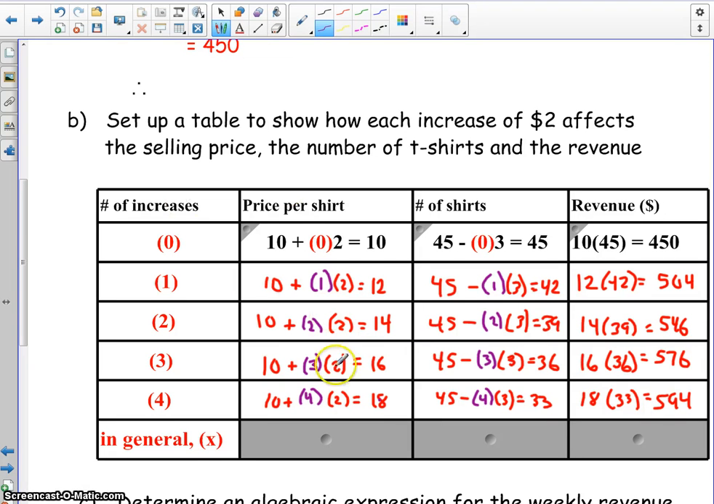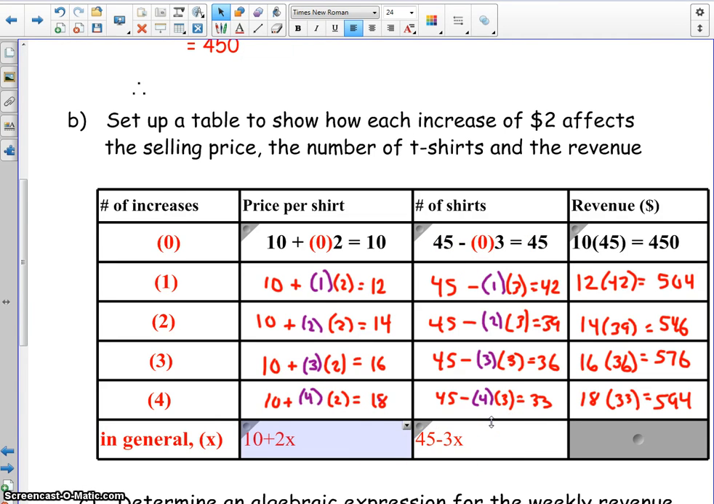So following this pattern, if we let our number of price changes be x, you'll see that our price starts at $10, then goes up by $2 for every price change. So in general, our price is going to be 10 plus 2x. For our number of shirts sold, we start at 45 shirts sold, and we lose 3 for every price change, so we lose 3 for every x. Our number of shirts sold is going to be 45 minus 3x.